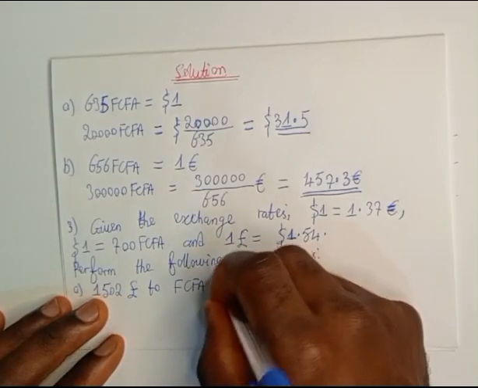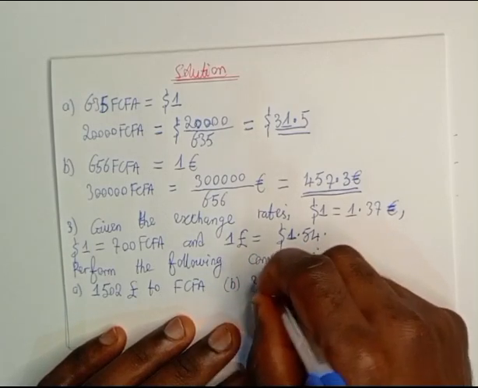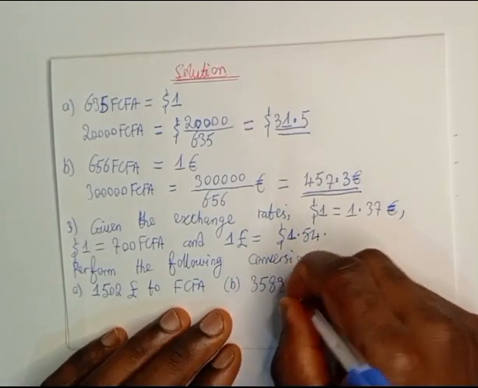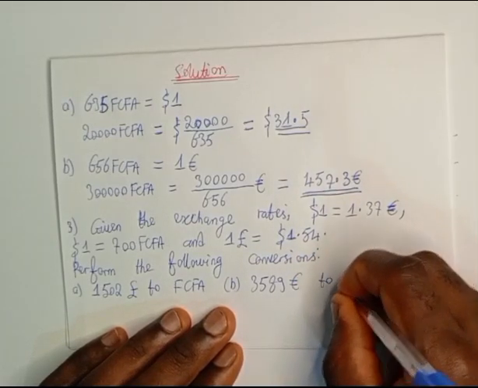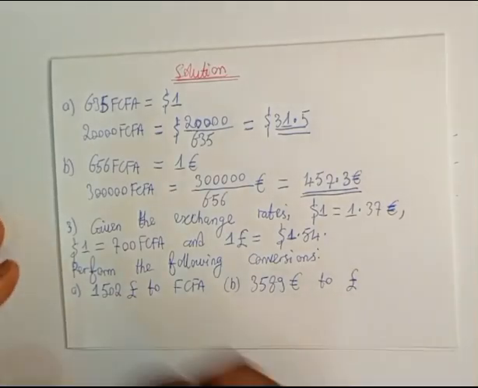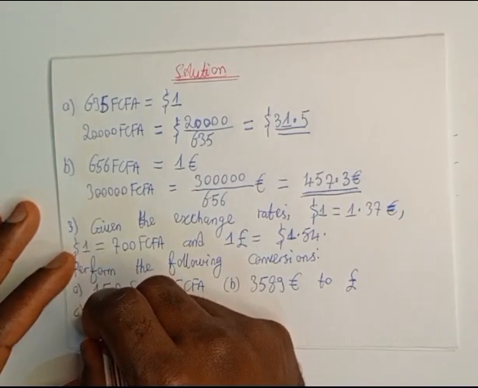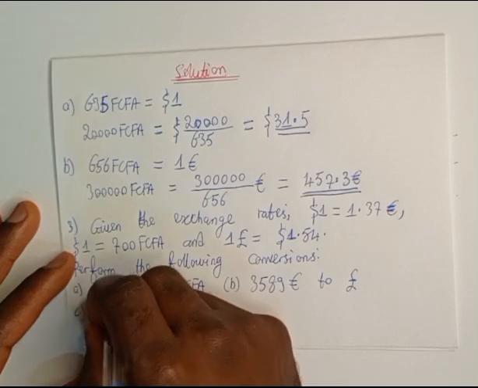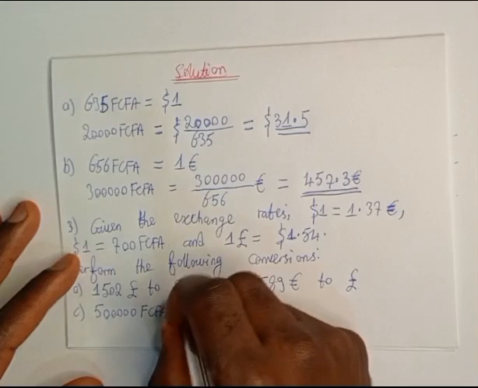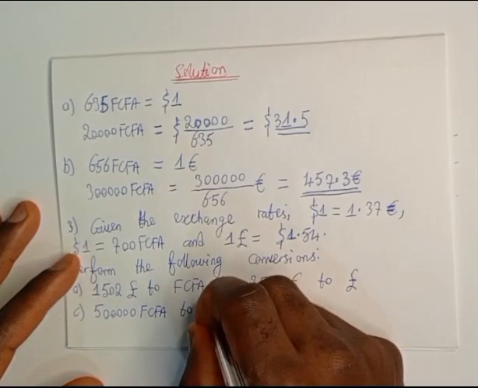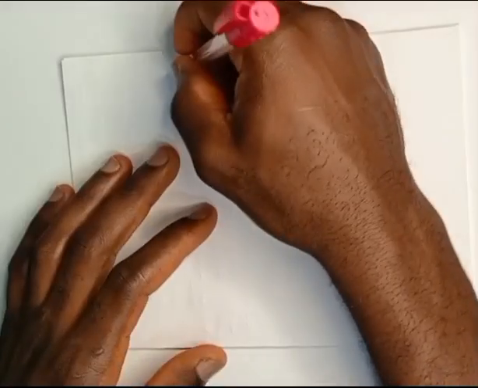For B, we have to convert 3,589 euros to pounds. And lastly, for C, we have to convert 500,000 francs CFA to euros. Take solution.